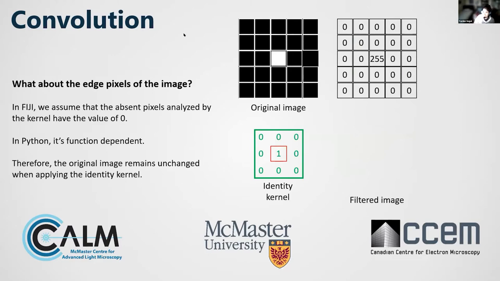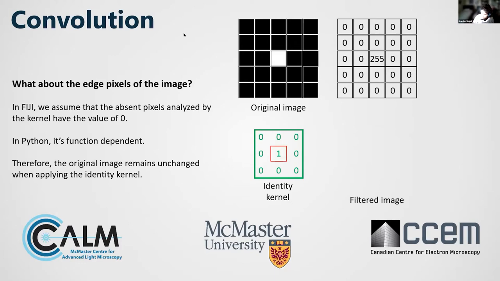Edges can be very complex and complicated. Fiji basically just assumes that anything absent has the kernel value of 0. And in Python, it's pretty function dependent. In some functions in Python, you have the option to put in some sort of edge filter or edge mask, and some of them will do it for you. So if edges are important for you, make sure to know what the function is actually doing, because it's very function dependent.